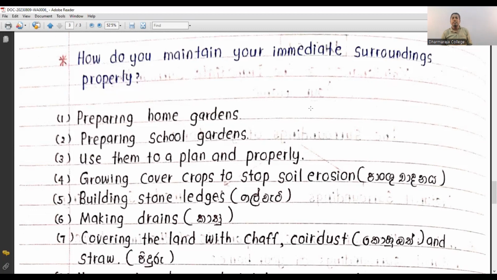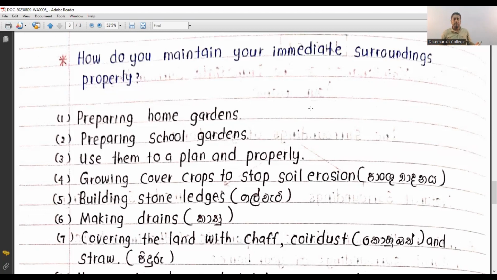Number 3, use the land according to a plan. So we have to prepare a plan for the land. The plan for a washroom or toilet, garbage pit, home, the well. We should have a plan for the land. Then only we can protect the land. And we can grow trees to stop the soil erosion. We can grow more trees and crops to stop soil erosion. We can build up stone ledges.